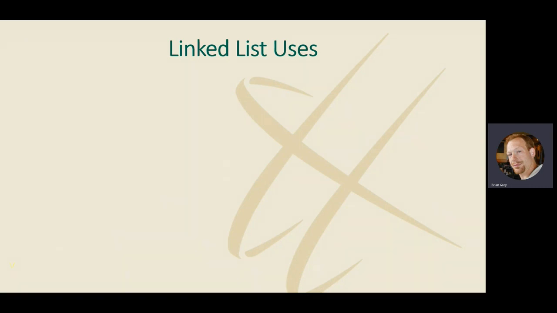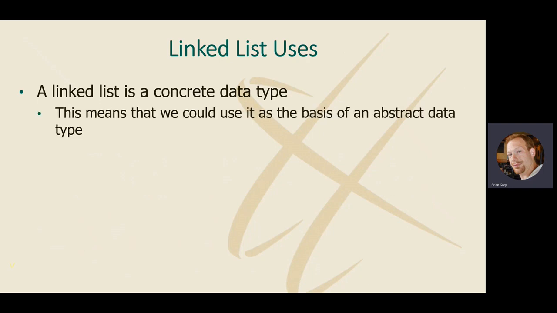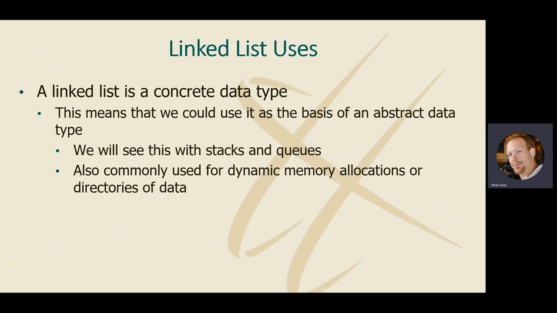Linked lists have all sorts of uses, right? It's a concrete data type, which means that we can use it as the basis of abstract data types, and we're going to do that. It is also really commonly used for dynamic memory allocation and directories of data because they want to be reordered, and being able to insert something in the middle is really useful.